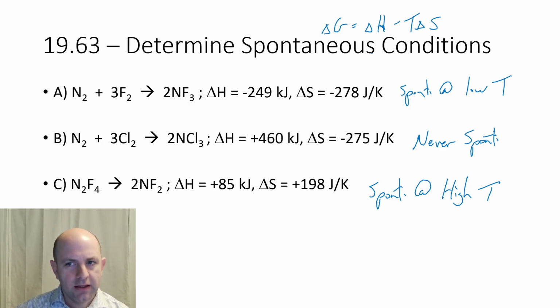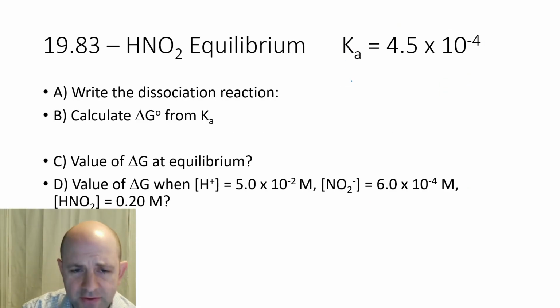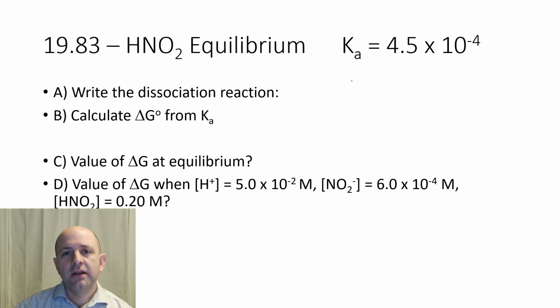You just say, hey, if I plug in a positive, what does that do for delta G? Oh, it's also positive. You just kind of walk it through mathematically. All right. Number 83. This will be our last one where we're connecting delta G to the equilibrium stuff from our last three chapters, 15 through 17, where we say, okay, we've got the equilibrium of nitrous acid dissociating in water, and they want us to do a couple things with it.